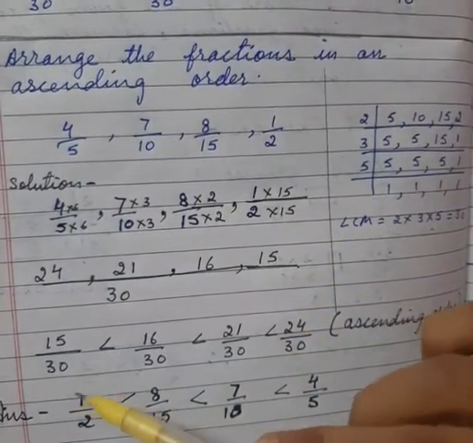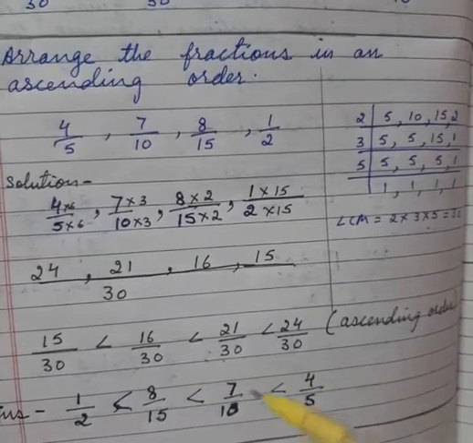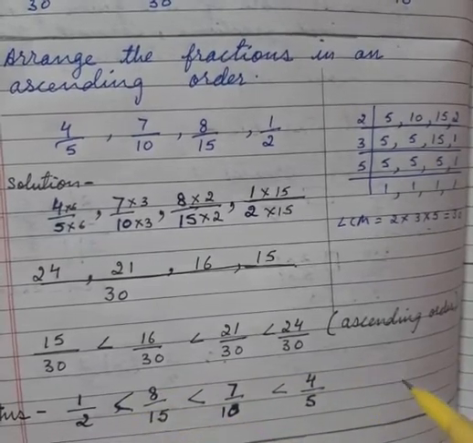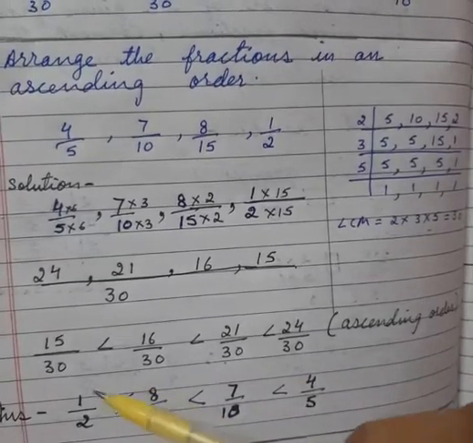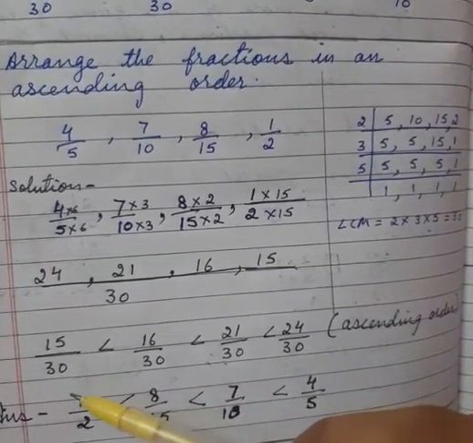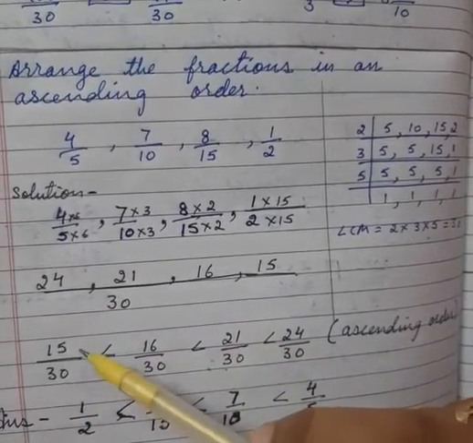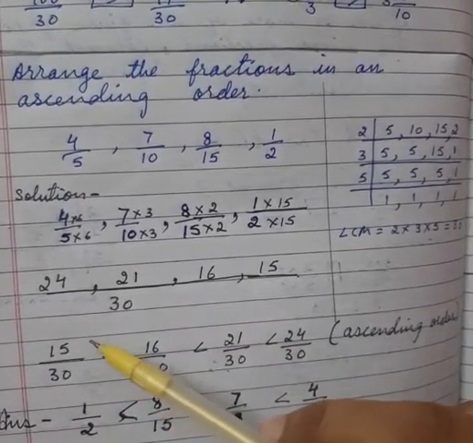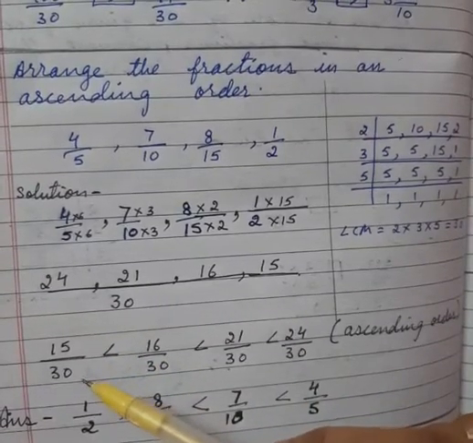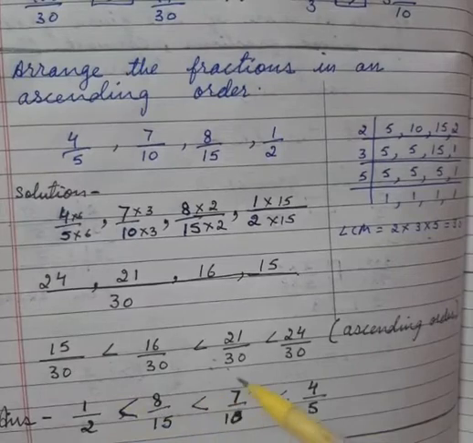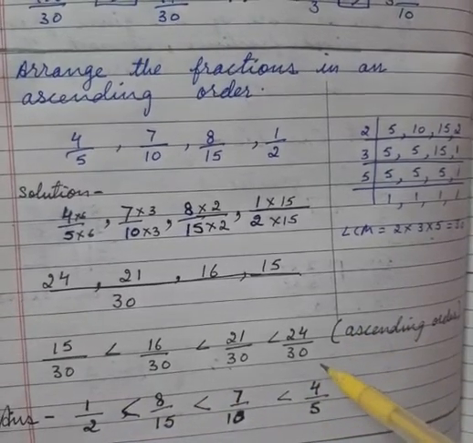So now we have fractions which are having the same denominator, and we can easily arrange them according to the ascending order. Now in the ascending order, as I have already told you, we write the smallest fraction first, and out of this list we see 15 is the smallest number. So 15 upon 30 will be the least fraction, the smallest fraction, and then we move on to the larger fractions, and 24 upon 30 will be the largest fraction.